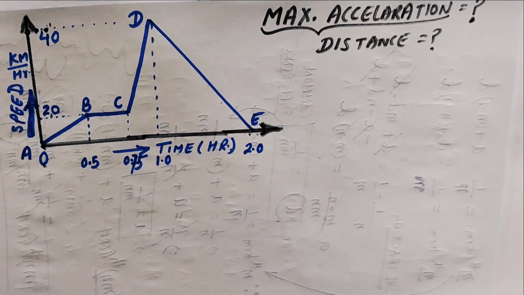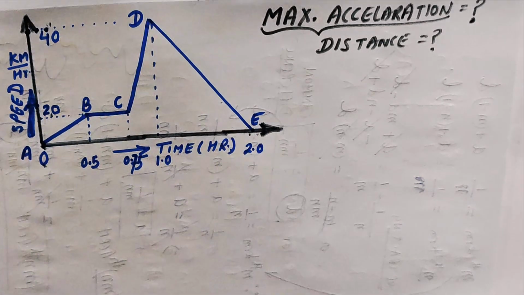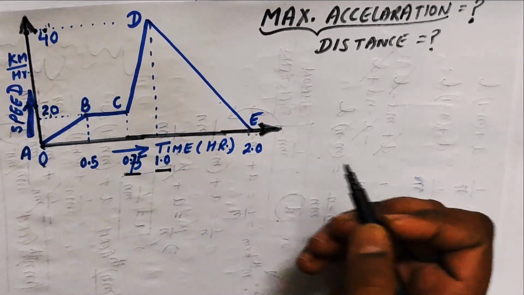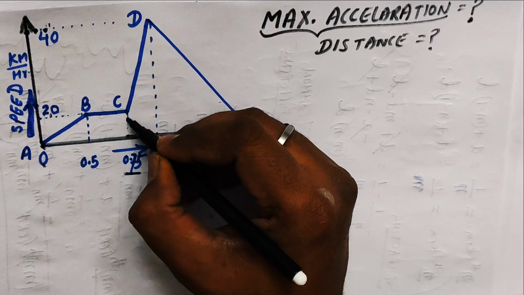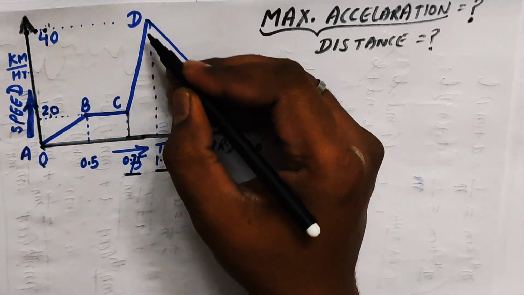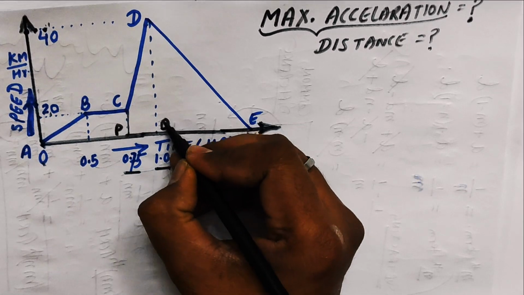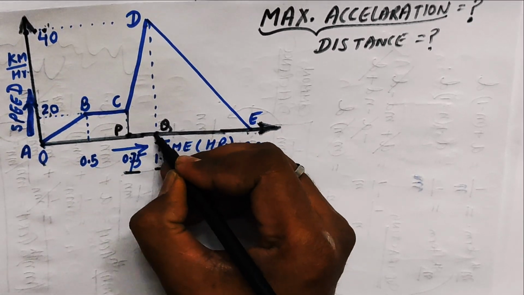So a train moves from one station to another in 2 hours of time. Its speed during the motion is shown in the graph, as you can see, right? Determine the maximum acceleration during the journey. Also calculate the distance covered during the time interval from 0.75 to 1 hour, right? So here you can see, let's say this is P, this is Q, where it is striking the x-axis.